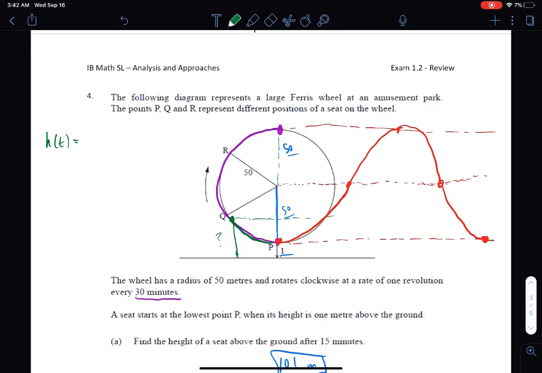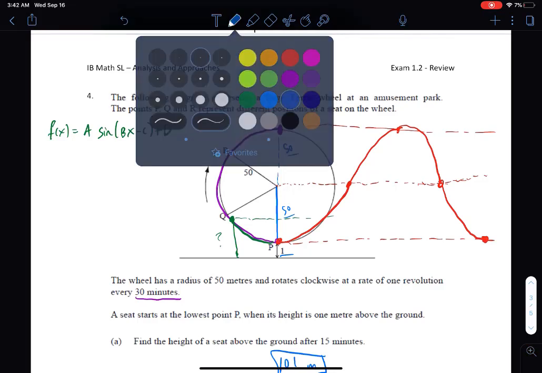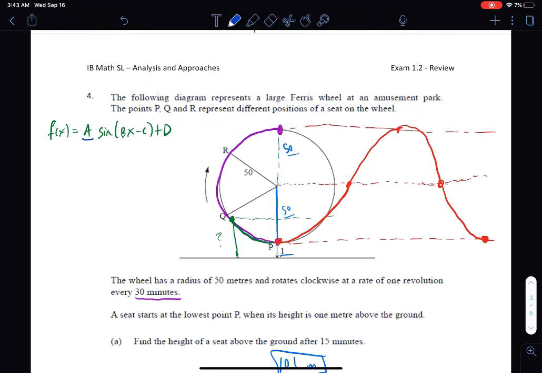So I taught you how to model an equation this way for a sine wave. I said f of x is equal to a sine of bx minus c plus d. And a is the amplitude. That's the distance from the top of your wave to the middle. And I already know that distance is going to be 50. So that would be 50. So this is already common sense.